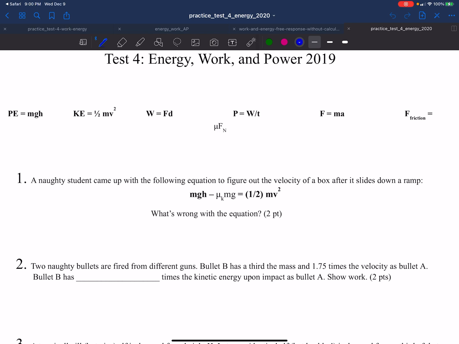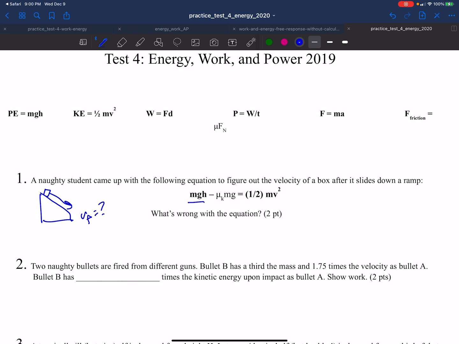A naughty student came up with the following equation to figure out the velocity of the box after it slides down a ramp. So if you're just picturing this, it's basically what's the velocity at the end that they're trying to get at here. So what's wrong with the equation? This question requires that you understand how equations work and how to solve it. If you have no idea how to solve this problem on your own, then you would have no idea what's wrong with this equation.